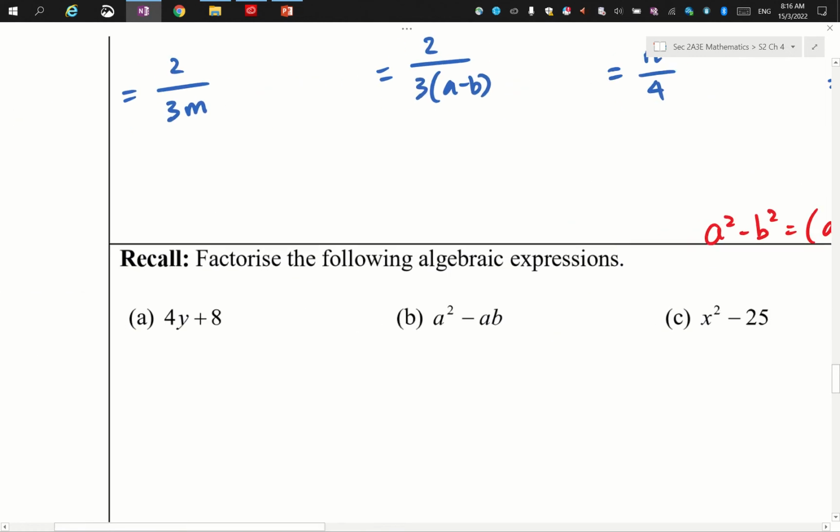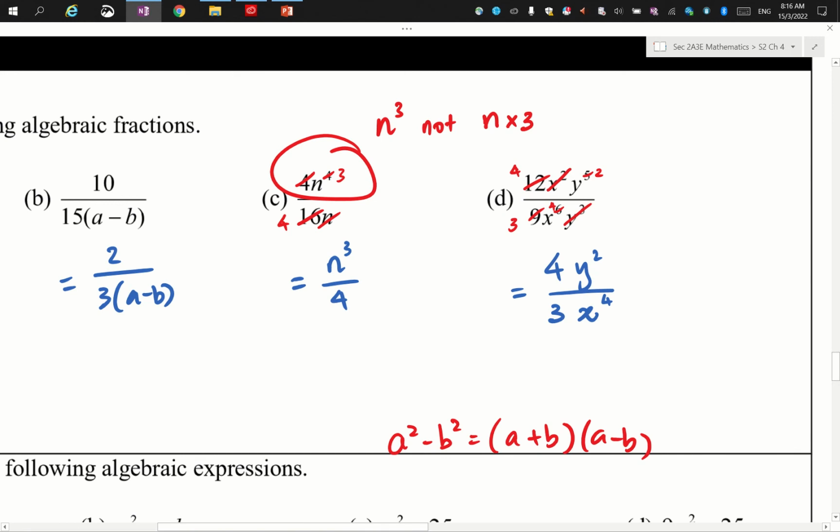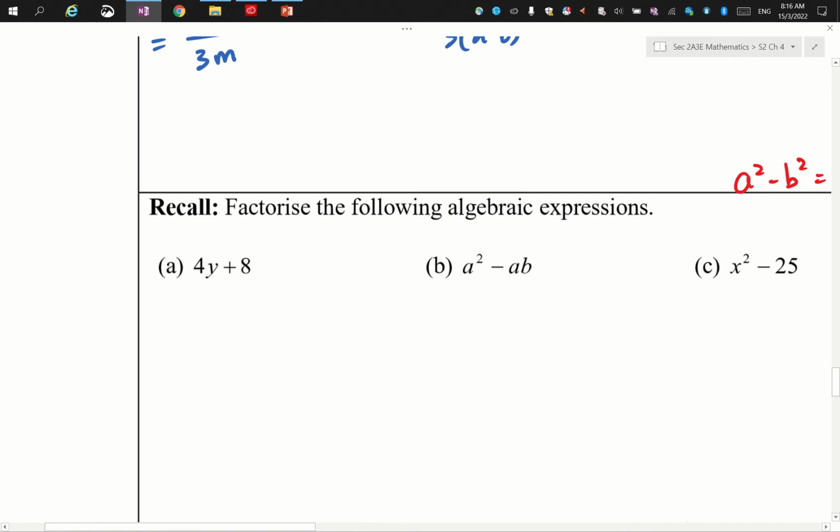Okay, next. Before we go on, now we recall again. 4y refers to 4 multiplied by y. Then we have a plus. 8 can be expressed as 4 times 2. So in our factorizing, we take out the common factor of 4 and we're left with y plus 2.